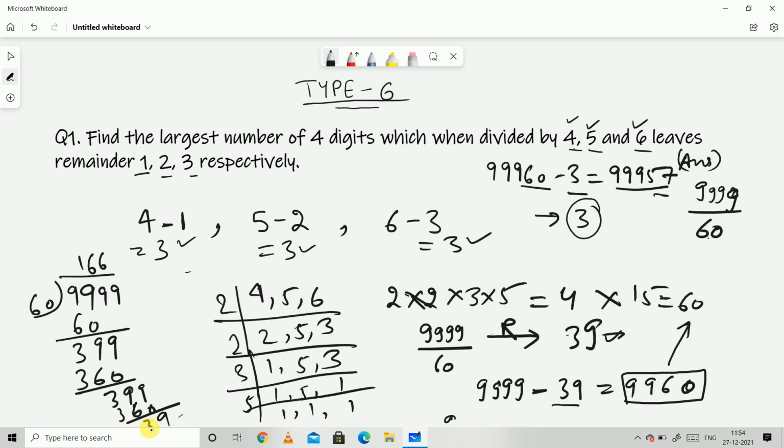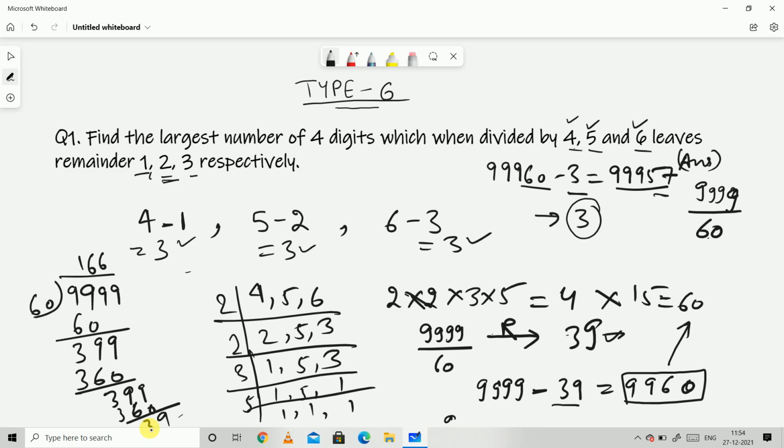99957 is the number which is going to leave remainder 1, 2, 3 respectively. You can cross check also. You can divide 99957 by 4, then you will get a remainder of 1. If you divide it by 5 you will get a remainder of 2, and if you divide it by 6 then you will get a remainder of 3.